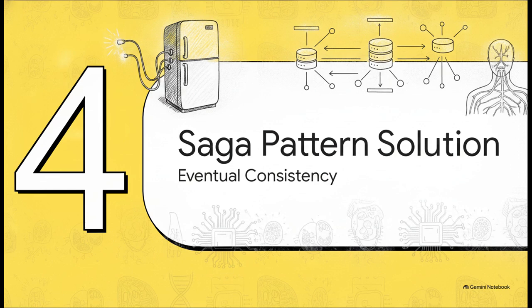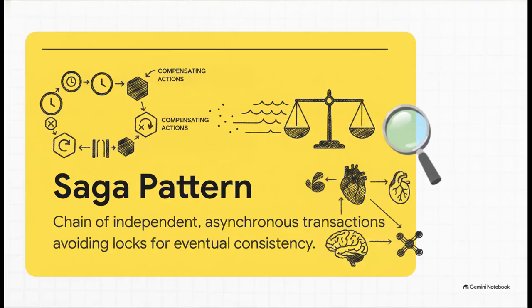Section 4, the saga pattern solution. Fortunately, modern technology solved this freezing problem a long time ago, and it provides an absolutely brilliant blueprint for our biology. The biggest tech platforms out there, they don't use two-phase commits, they use the saga pattern.